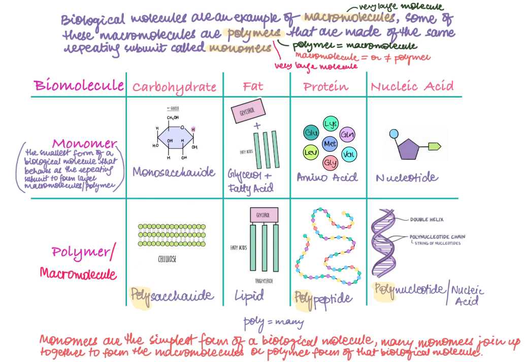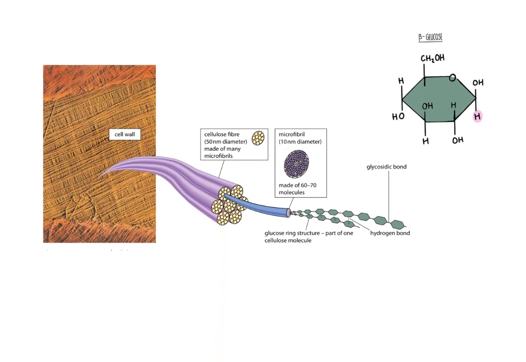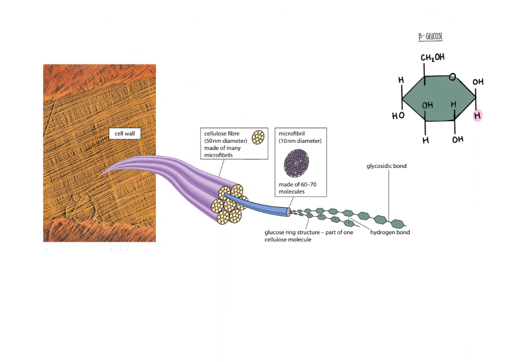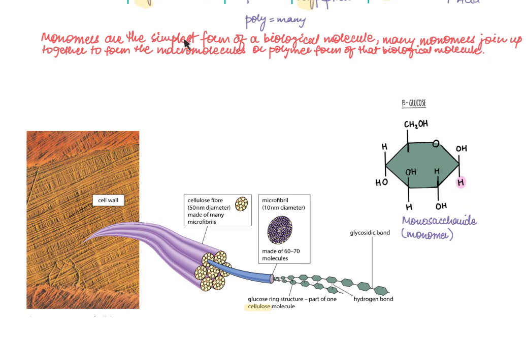To reinforce this idea, let me give you an example. Beta glucose, for example, is a monomer of carbohydrate, an example of a monosaccharide. Many such beta glucose molecules join up together to give rise to a polysaccharide called cellulose, which is the key component of cell walls in plant cells. And so, monomers are the simplest unit of a biological molecule, and these monomers join up together to give rise to a macromolecule or a polymer structure.